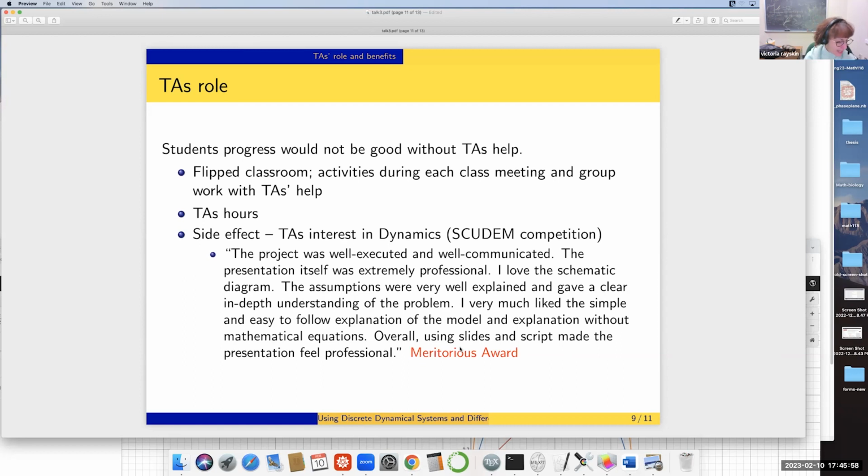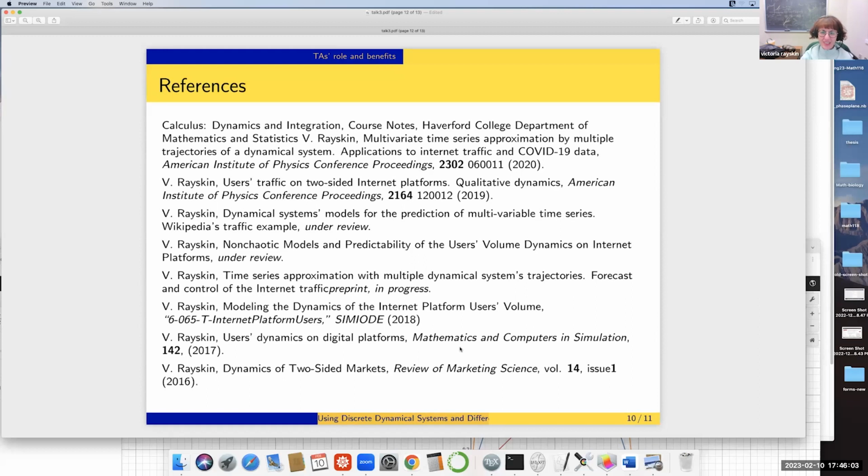And I will probably end a little earlier than I expected. Just want to show the book that was very useful with many wonderful examples. So I've decided to contribute the project, which was based on some of my research work on the traffic of internet platforms. So the project even has some connection to reality, to some real data on internet platforms.